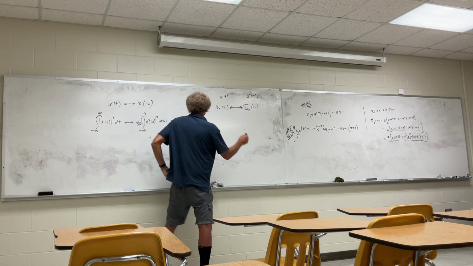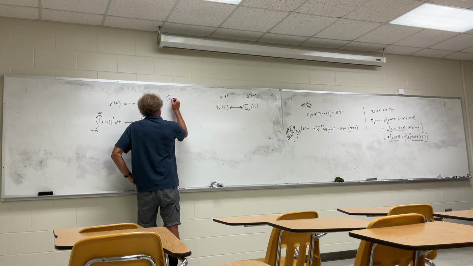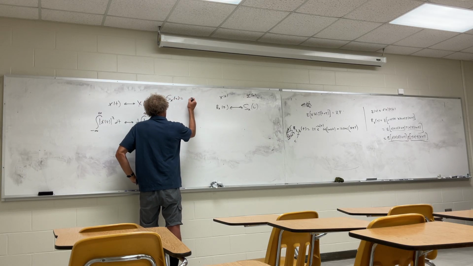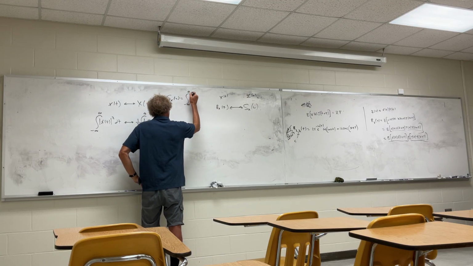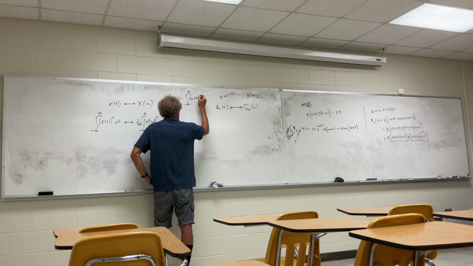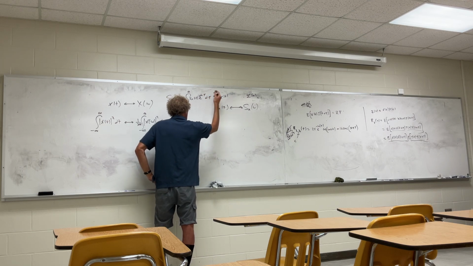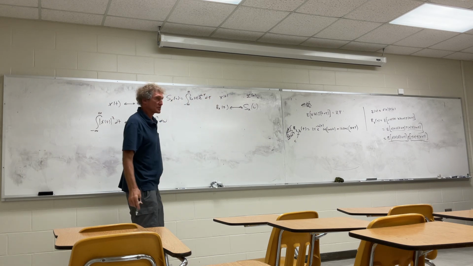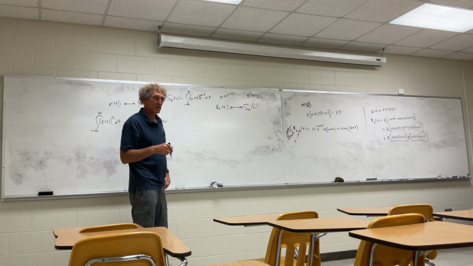The way you would do it is you would say S x of omega would be equal to the integral from minus infinity to infinity of r x of tau times e to the minus j omega tau d tau. You wouldn't do it with t, you'd do it with tau, because it's the argument of the autocorrelation.